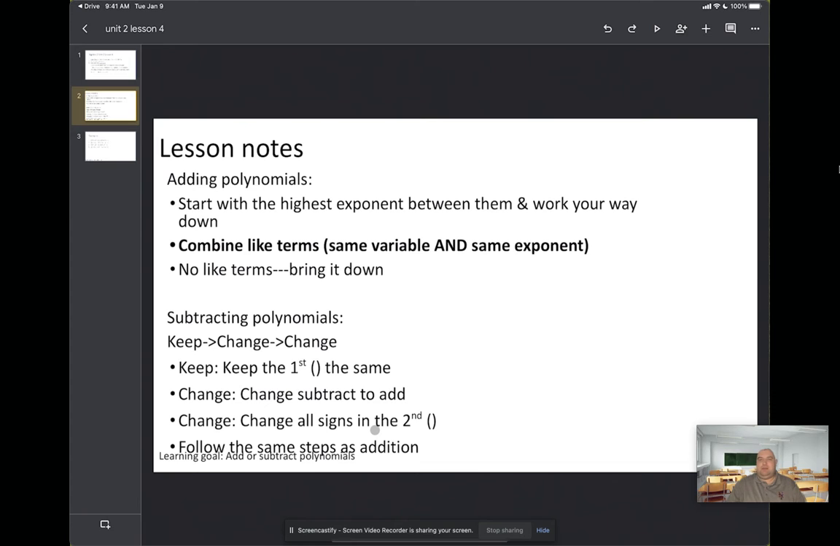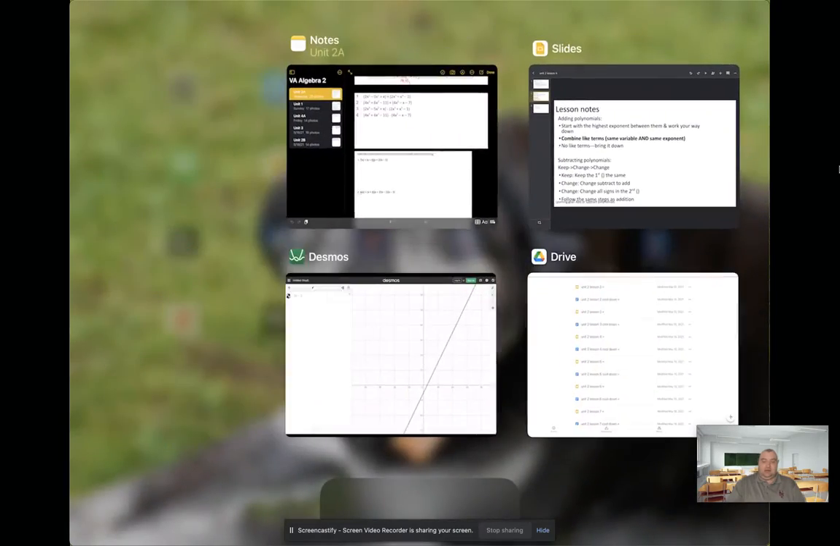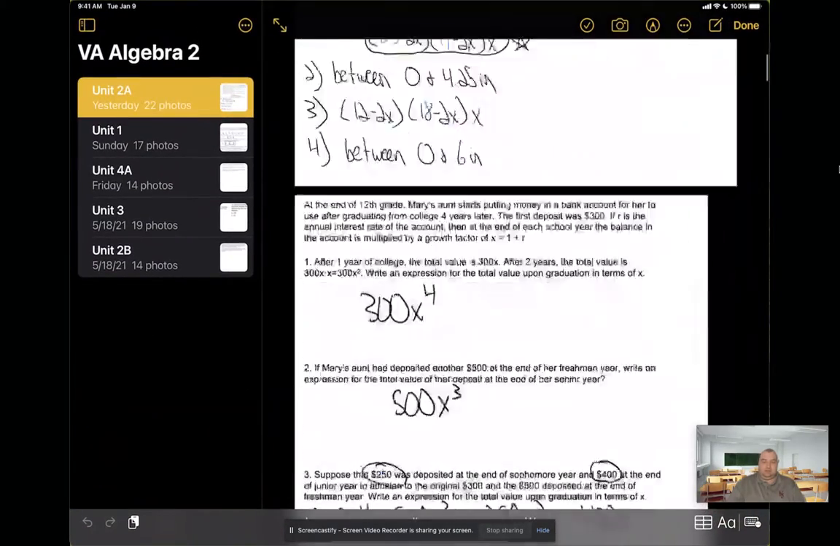So what do I mean by change signs? I mean change positives to negatives and negatives to positives. Once you do your keep, change, change, you can now follow the same steps as addition. You can treat it as if it were an addition problem. So with that in mind, let's go ahead and take a look at our examples here.